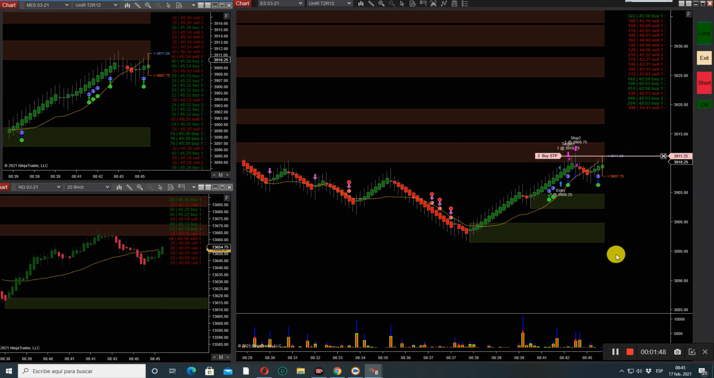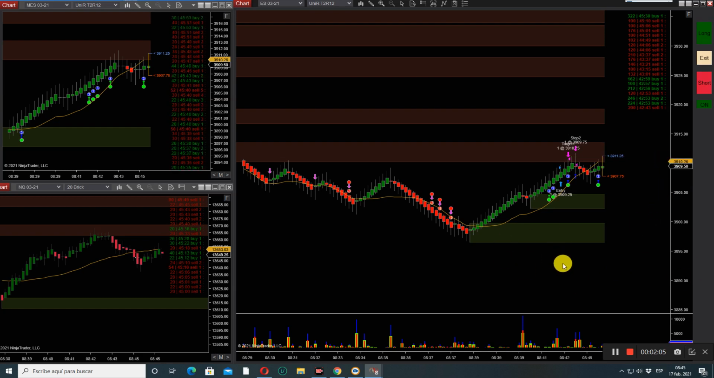Order submitted. There's a volume expansion here. It's lots of selling in this area. Nasdaq is not helping. I don't like it. Order cancelled. Market is selling too much in this resistance.